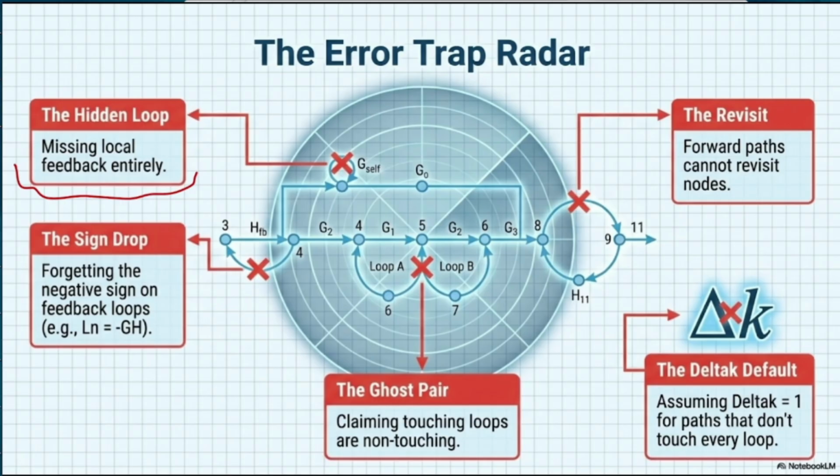So the hidden loop means missing a local feedback entirely. Maybe at some point you see one thing and say, okay, this is just a forward path, it's not very important, but that forward path can be combined with another loop, which at the end is going to make another hidden loop itself. Another thing would be the sign drop.